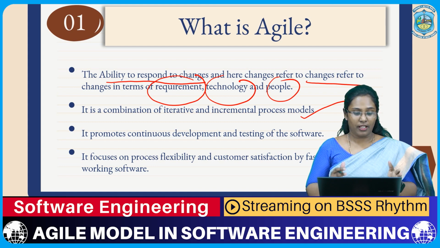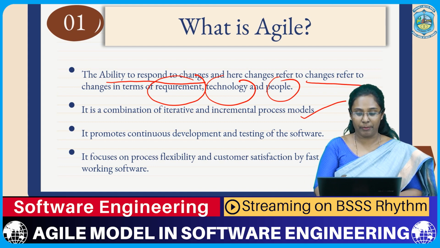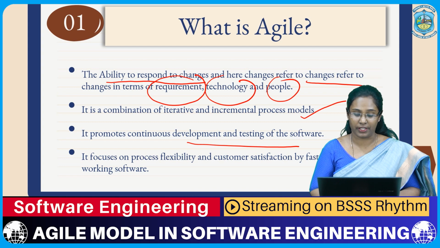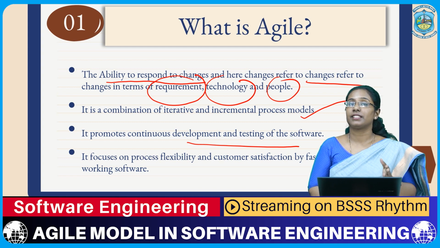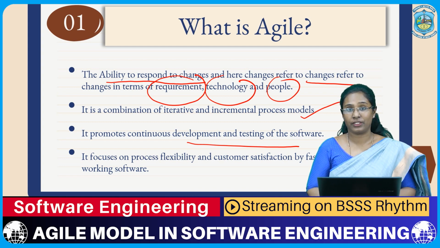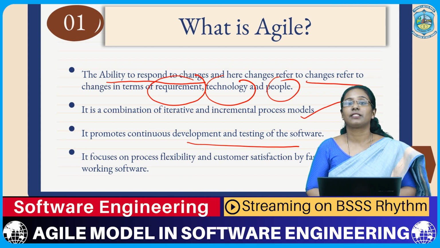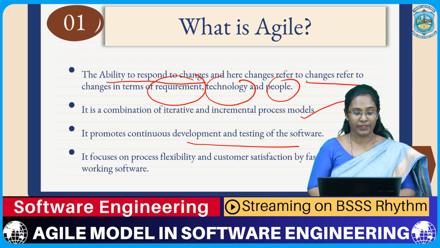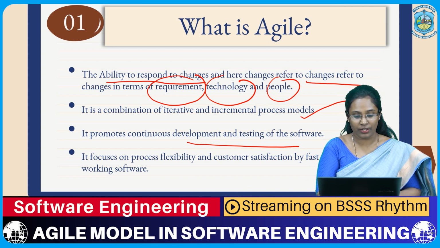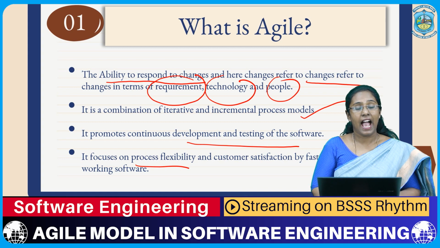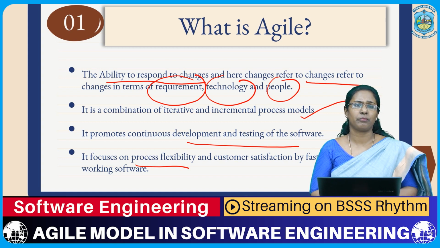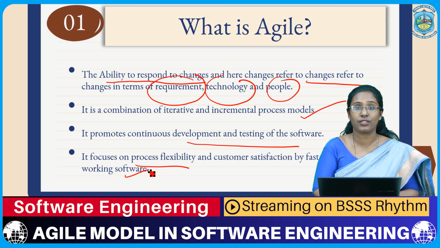This model promotes continuous development and testing of the software as per the customer's requirement. Yes, this is the main strategy of the Agile model. It depends on the customer's requirement. It also focuses on process flexibility and customer satisfaction by fast delivery of working software.